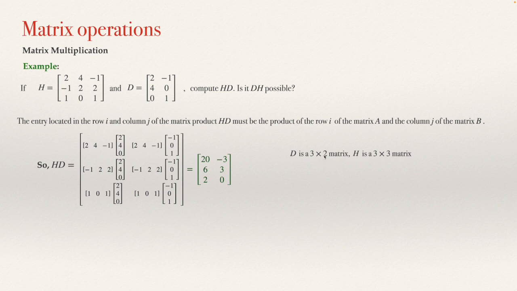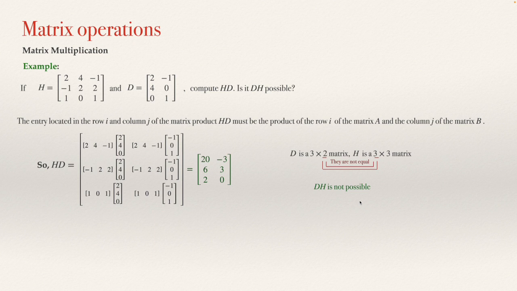And I notice that here the number of columns of the first matrix and the number of rows of the second matrix are not equal. So they are not equal. For that reason, this product is not possible. So HD is this matrix, but DH is not possible.